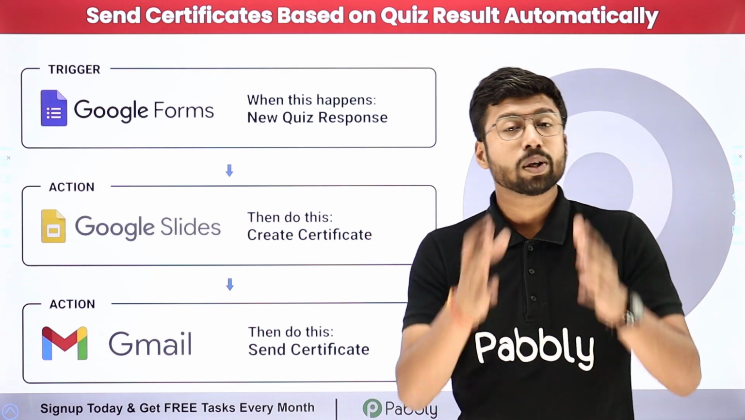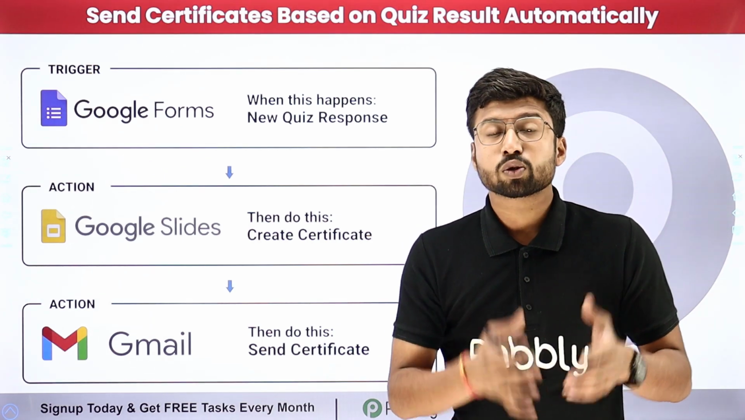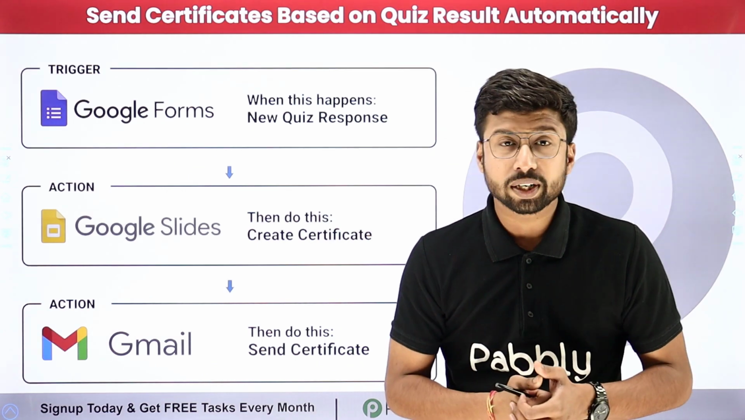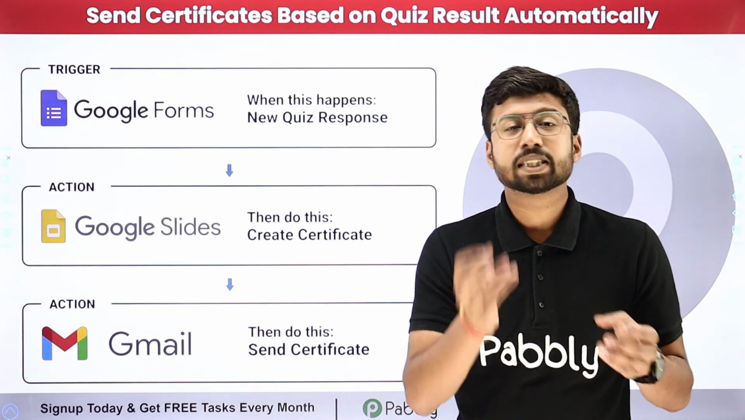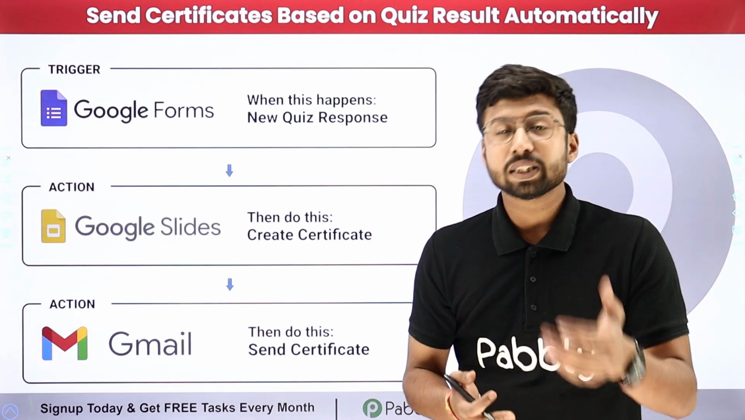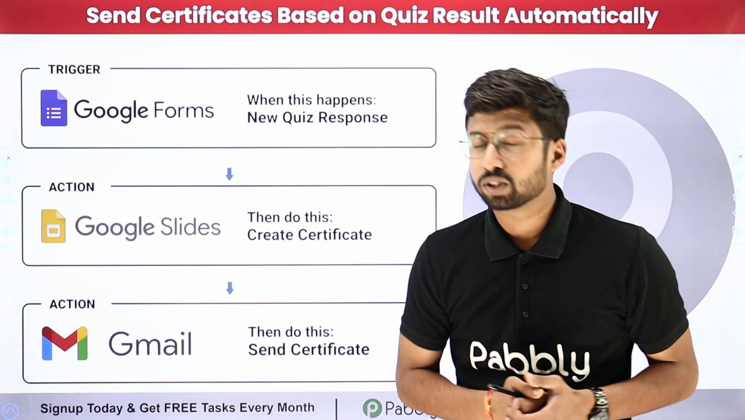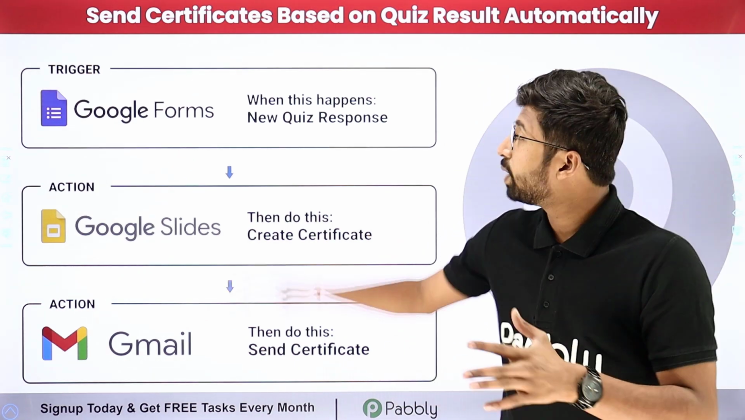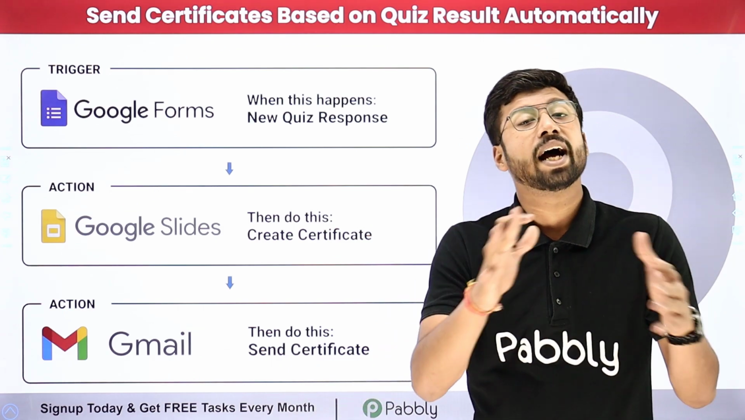So let's take an example of 6 points. If someone is scoring 6 points or less than that, in that case, I don't want to create the certificate. But if they are scoring 7 points, 8 points, 9 points or 10 points, in that case, I want to send a certificate to them after generating it. So what we have done, we have created a simple automation between Google Forms, Google Slides and Gmail.